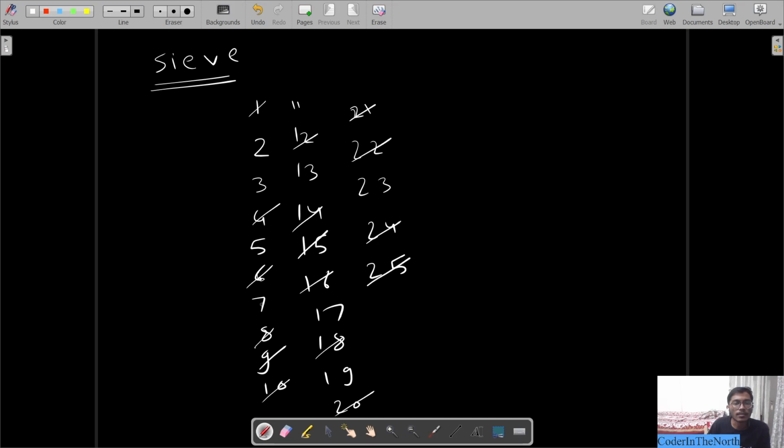Now we have 7. Nothing new is in the table of 7, and 14 is already deleted by 2. After that 11, we can see 22 is also already deleted. 13, here 26, we have numbers only till 25. 17, 19, 23. So now you can see the numbers which remain. Those are the prime numbers.